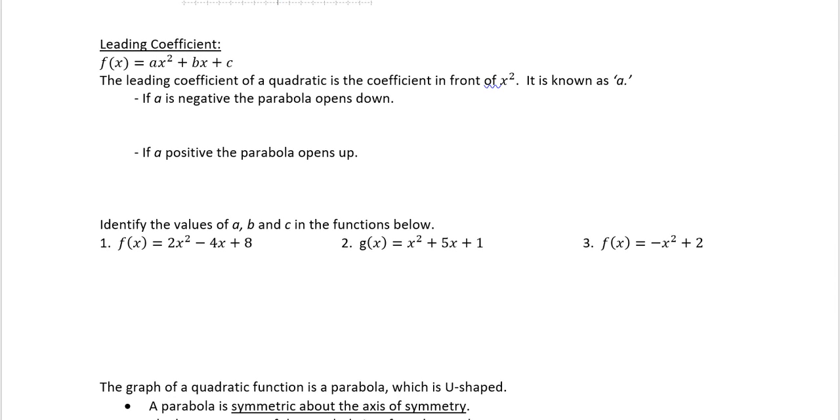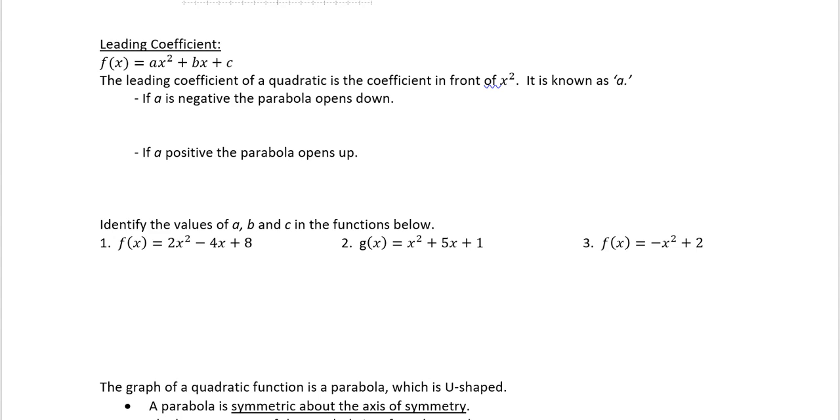So leading coefficient. In the quadratic function f of x equals ax squared plus bx plus c, the leading coefficient of the quadratic is the coefficient in front of x squared, and it's always known as the letter a. Okay, if you ever had to use a quadratic formula at some point in your life, you probably remember that the quadratic formula had an a, b, and c in it because it comes from these equations. So the number in front of x squared is always the letter a.